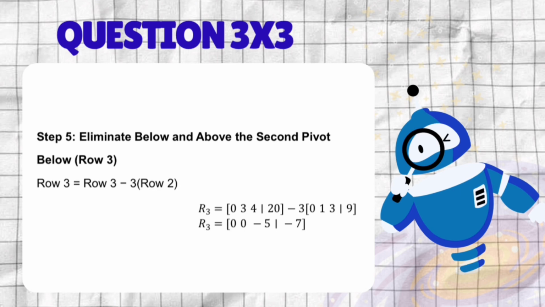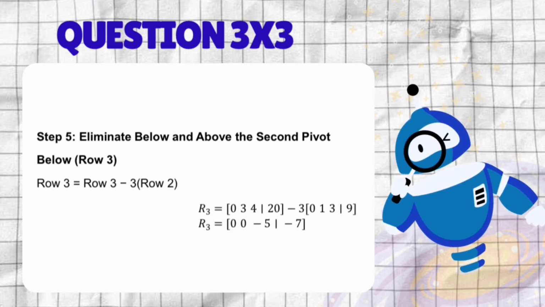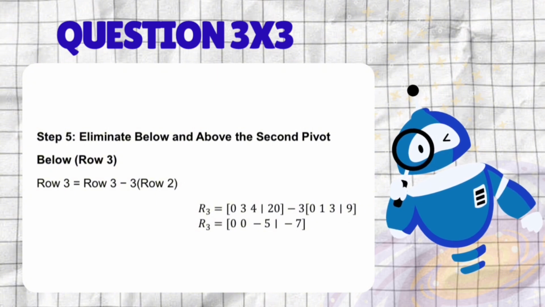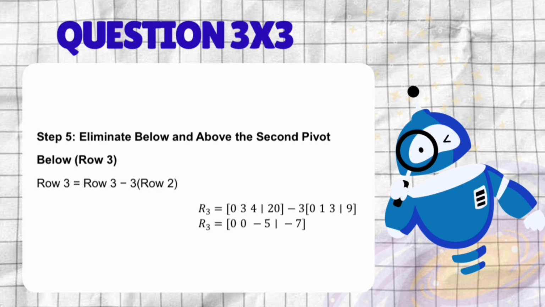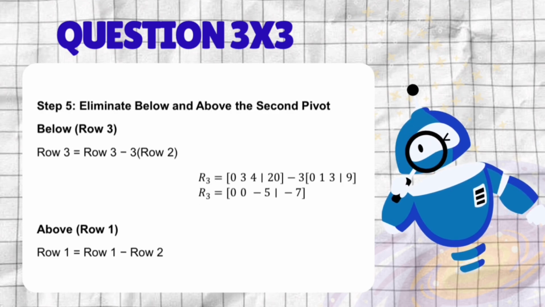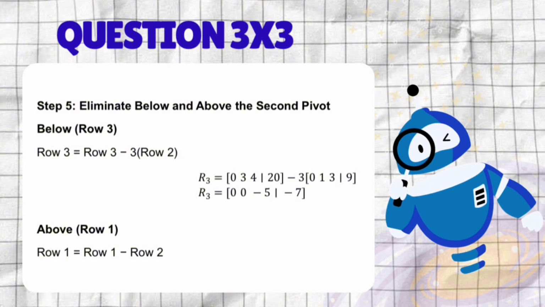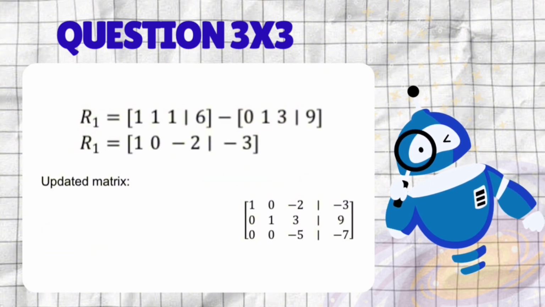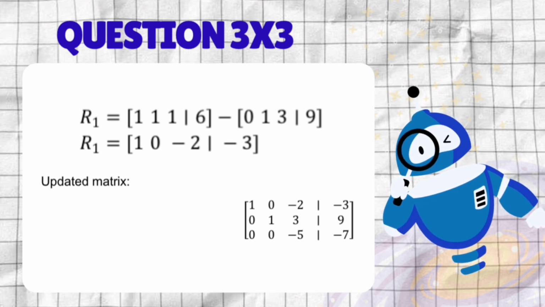Next, we eliminate the y value below the second pivot. To do this, we subtract 3 times row 2 from row 3. This changes row 3 into 0, 0, -5, and -7. Then, we eliminate the y value above the second pivot by subtracting row 2 from row 1. This gives a new first row of 1, 0, -2, and -3.